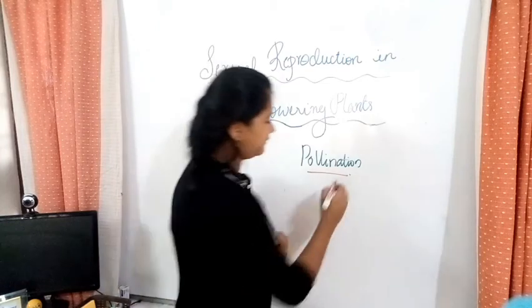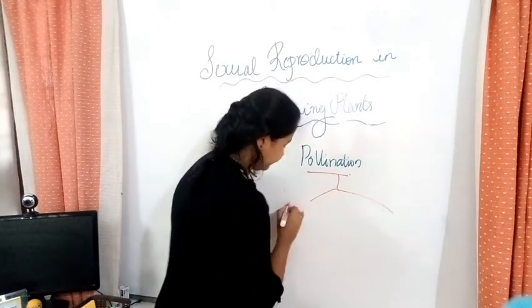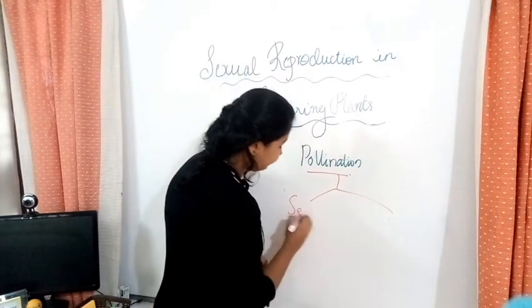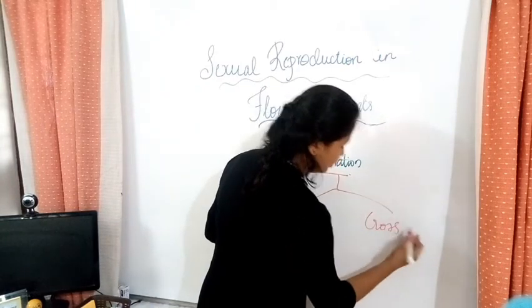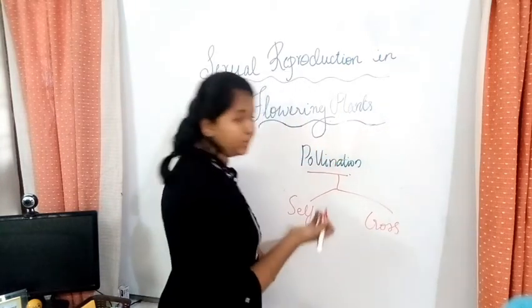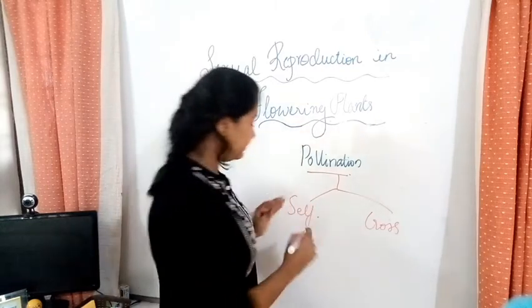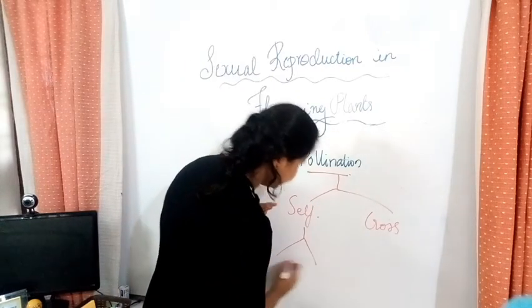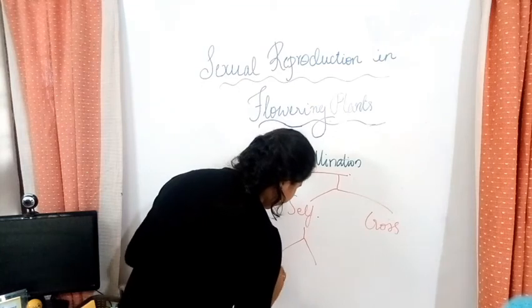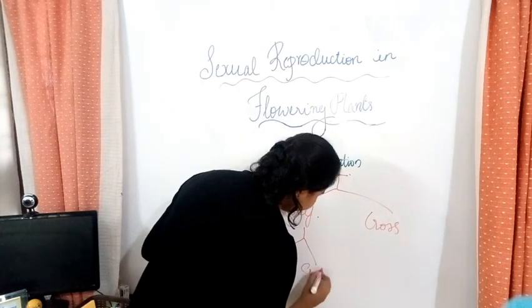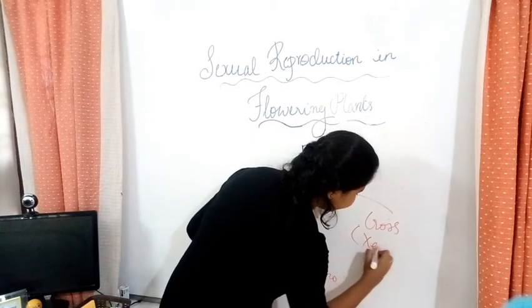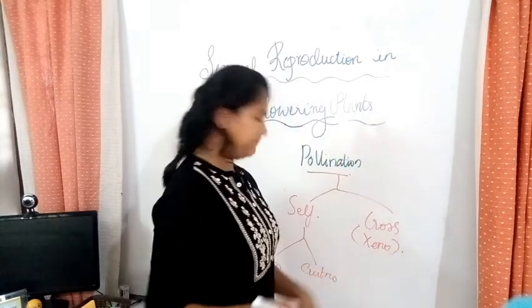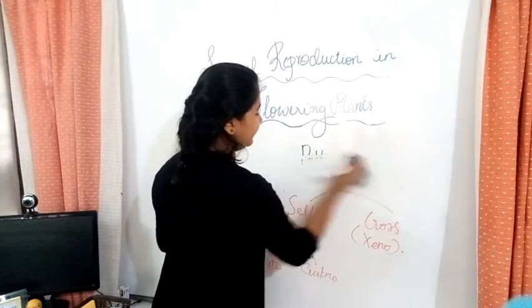So pollination is of 2 types. One is self-pollination and the other one is cross-pollination. Self-pollination has 2 types, that is autogamy and geitonogamy. And cross-pollination is known as xenogamy. Okay, so now let's learn about autogamy in detail.